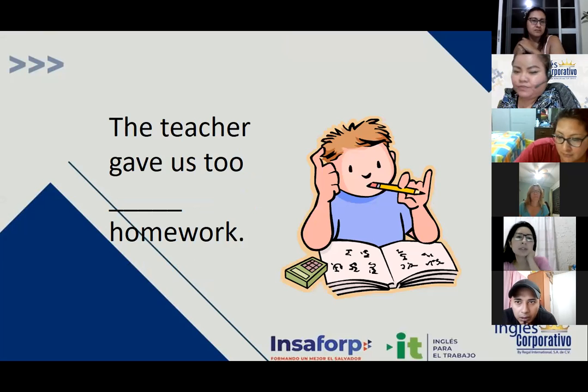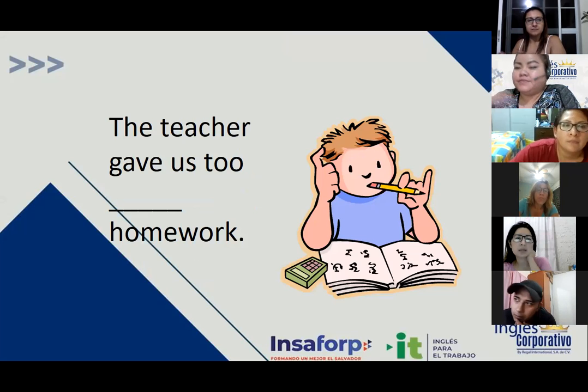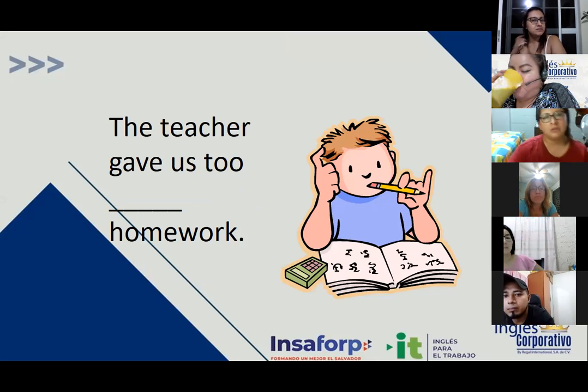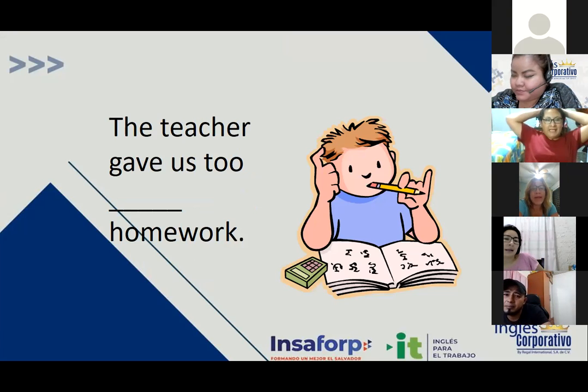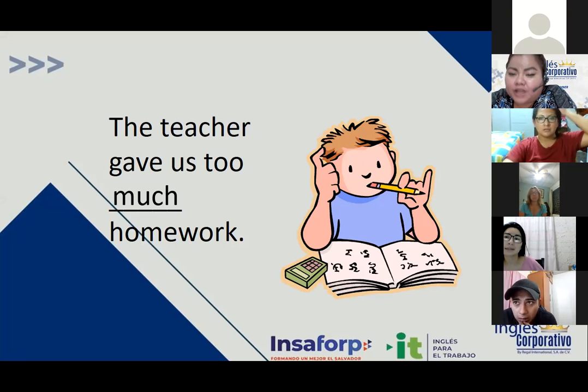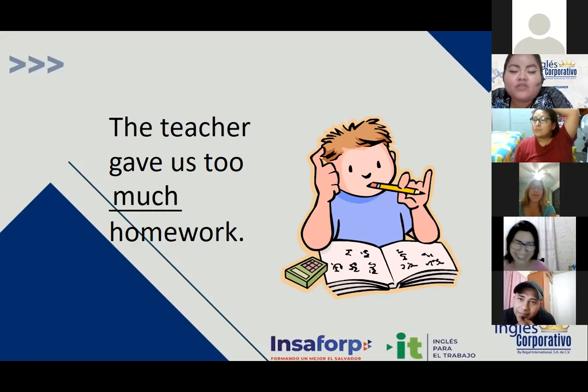The teacher gave us too much or too many? Many. No. Too much. Much. Homework is an uncountable noun. Yes. En español sí es contable, fíjese, porque es tarea. Pero en inglés no es contable. Ah, ahí me fui pensando en español. Ahí todos nos fuimos chucos. No se preocupe. Yo también hace 15 años me fui chuco.